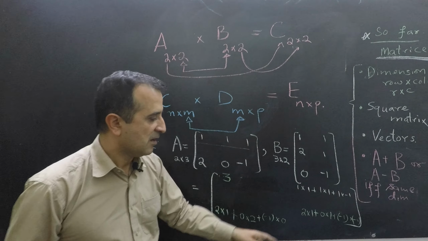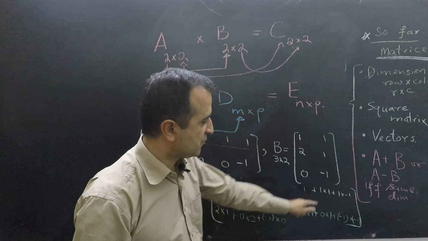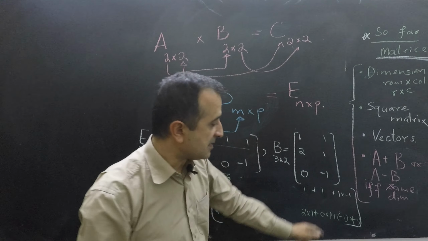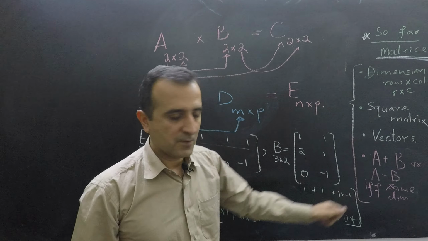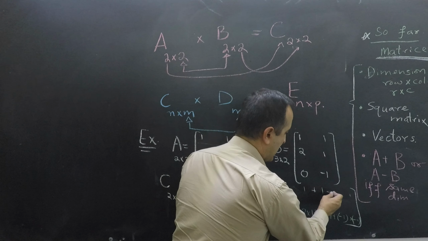Similarly, we have to solve this. 1 times 1 is 1. And 1 times 1 is 1. And 1 times minus 1 is minus 1. Right? So we have 1 plus 1 minus 1.